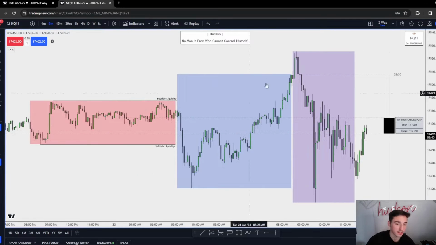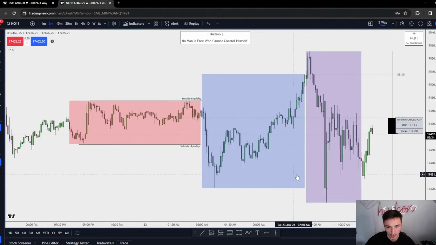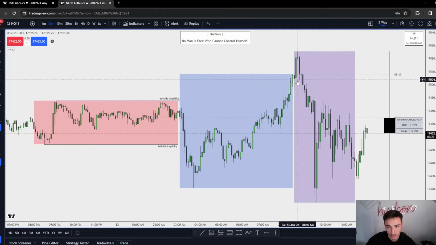So coming into the day, I saw London had taken Asia, both sides of it. So I really just didn't even want to trade. But this is exactly what you can expect. What does New York do? We take London high, go straight down to open to London low, and then chop out.